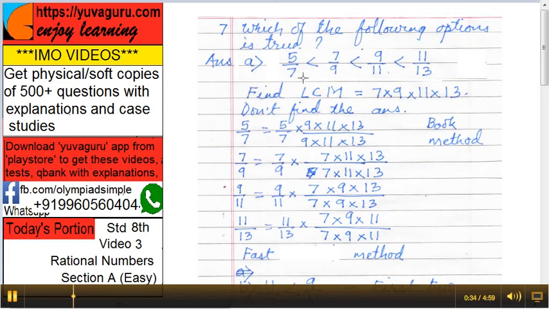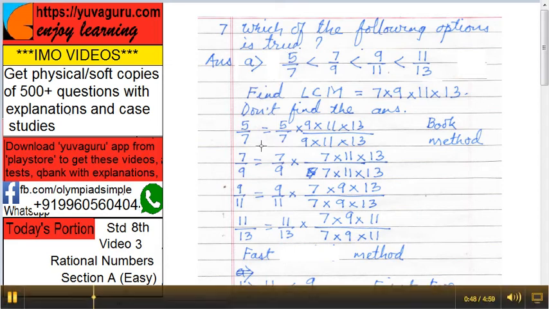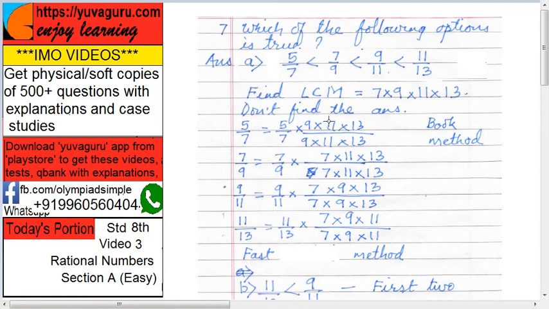First book method is take the LCM of all of these denominators, 7, 9, 11, 13. Then find the answer. I would suggest don't find the answer, just keep the multiplication as it is. Then convert each fraction into that LCM. Means 5 by 7, multiply numerator and denominator by the remaining numbers. Similarly, this 7 by 9, 9 by 11, 11 by 13. In fact, you have to find the answers in that case. Yeah, you'll have to find the answers. Then compare, as the denominators would be the same, compare each numerator with each other.